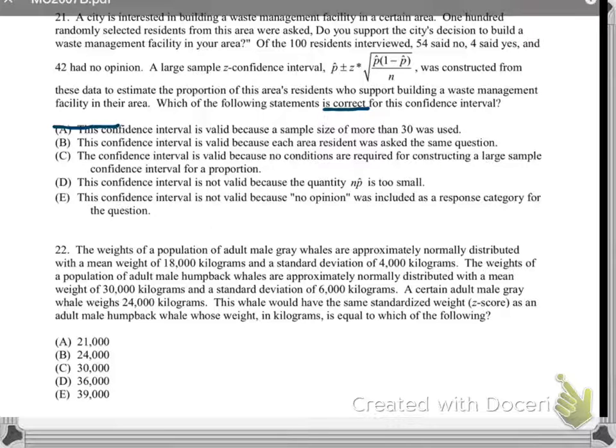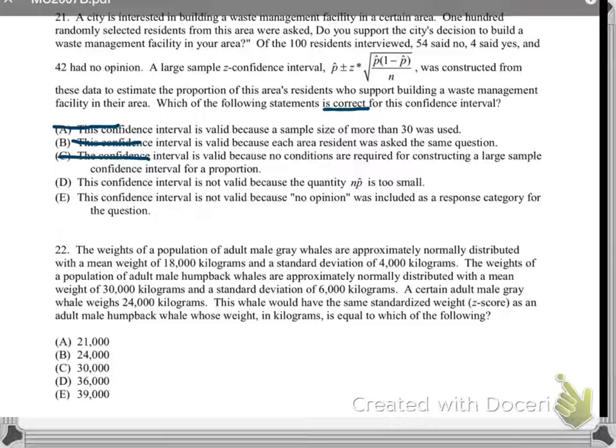B. The confidence interval is valid because each resident was asked the same question. Okay, well, that's just a good way of doing sampling. Okay, then we're not going to go there. Okay, C. The confidence interval is valid because no conditions are required. Okay, whenever you take a sample, and when you do confidence intervals, you're sampling. What do you always do? Conditions. So C is definitely out.